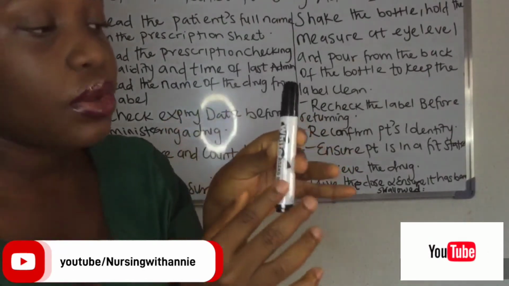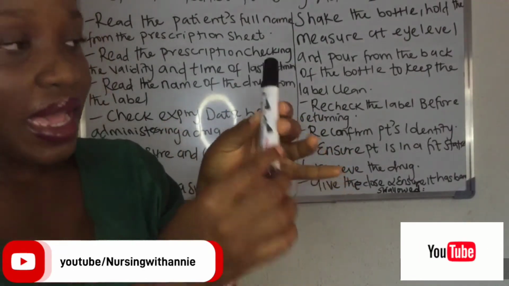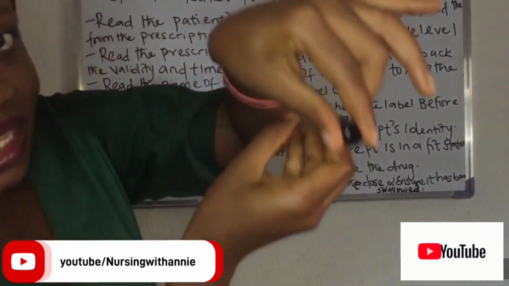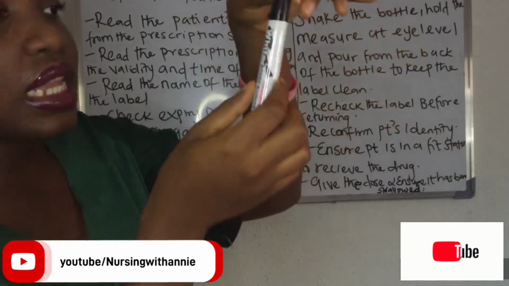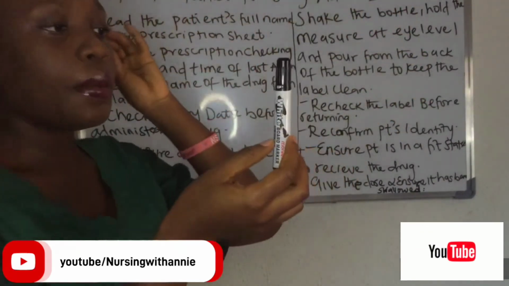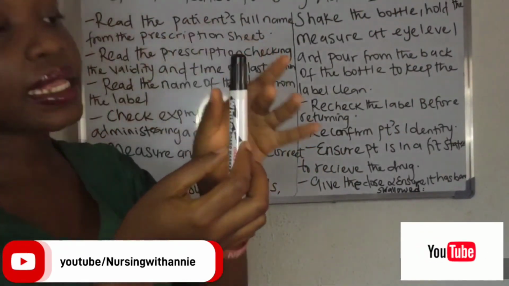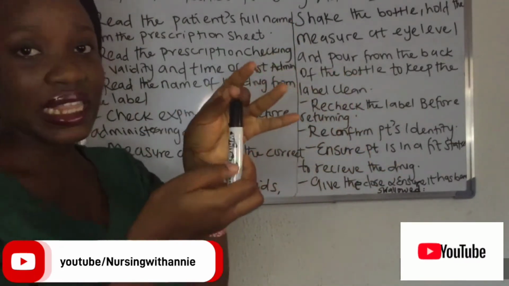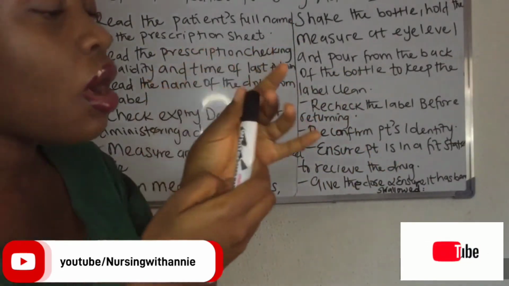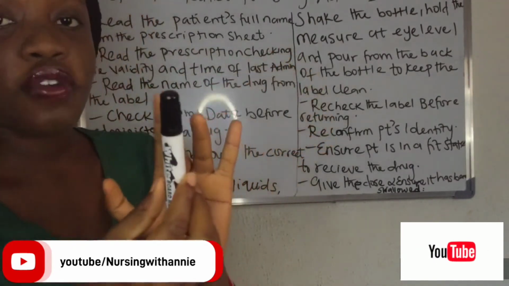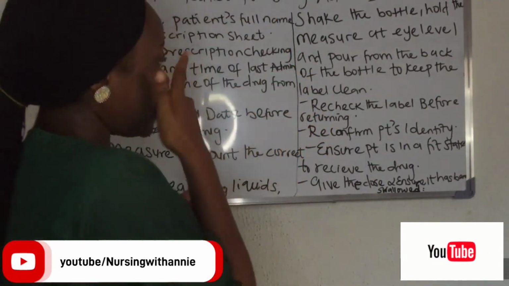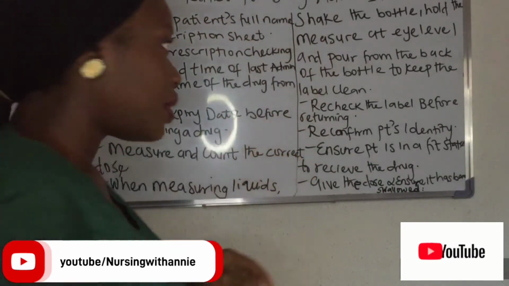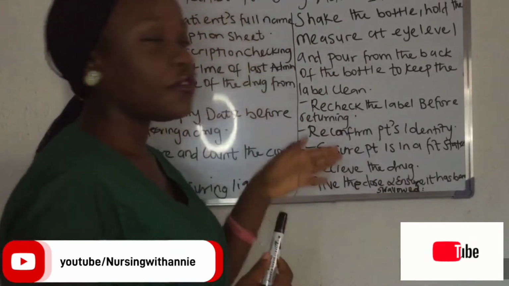In order not to stain the label, you pour from the back like this. You pour like this and not like this, because when you pour like this, there's every chance that the liquid might spill on the label, and then it will deface the label of the drug. You might not be able to see the name of the drug again. So you pour from the back of the bottle of the drug, so as to keep the label clean. Then we check the label before returning.